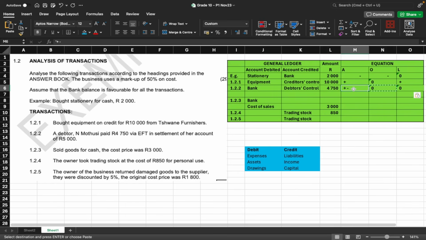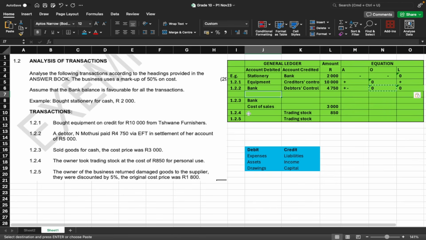So I've got 0 under assets, and I compare that to the total of my owner's equity and liabilities, which is also 0 and 0. It matches. So my assets still equals my owner's equity plus liabilities. Now we are not done with 1.2.2. We have to account for the discount that we issued to our debtor, and so what are we going to call that? We've got discount allowed.